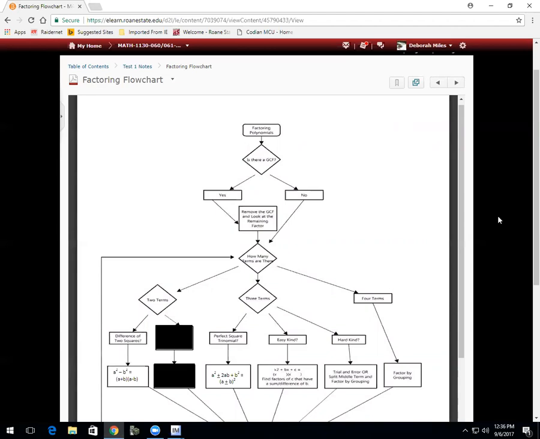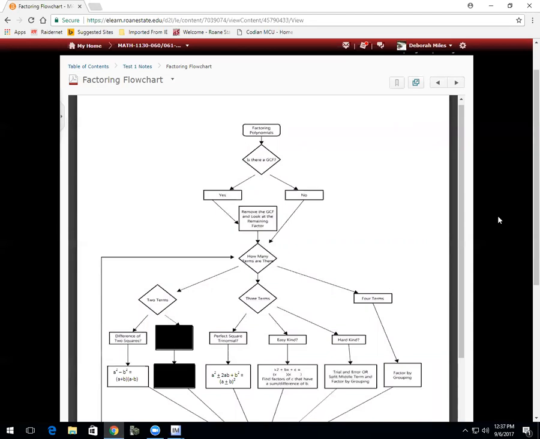If you have a trinomial, 3 terms, we're going to talk about a perfect square trinomial, and here's how you factor it. We're going to talk about what I call the easy kind and the hard kind. You'll hear me say that all semester, but you won't find that in the math book because I made it up. And then 4 terms we're going to factor by grouping.